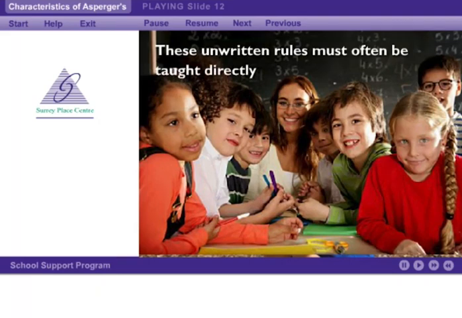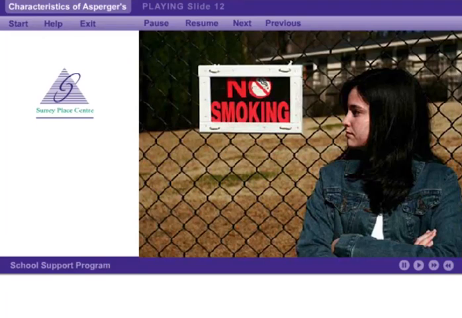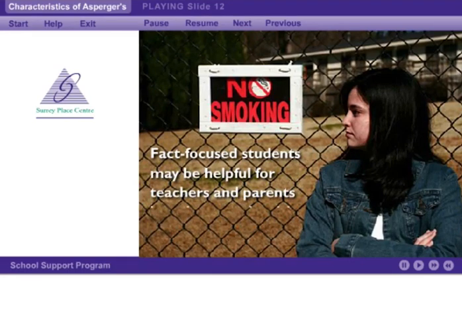Students with AS tend to be rule-bound. They may stick to the rules even when they don't make sense in the situation, and they're not afraid to speak up when they feel others are violating them. For example, telling a bunch of teens hanging out in the parking lot at lunch that there's no smoking on school property. A student may have learned of the dangers of trans fats, then after reading the label refuse to eat them and caution everyone else to do the same at their friend's birthday party. Fact-focused students may be helpful for teachers and parents, but they run the risk of being social outcasts amongst their peers.